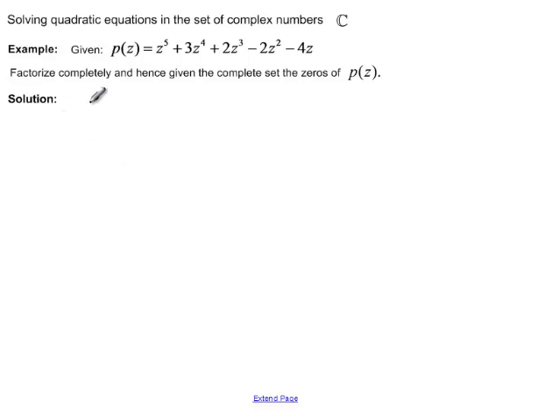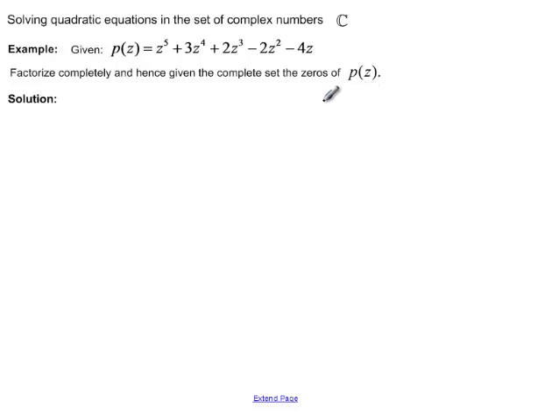Warning, this is a bit of a lengthy discussion. So please try to pay attention and make sure that you get all the necessary things. Now, look at what the exercise says. We are still continuing with solving quadratic equations in the set of complex numbers. So we're expecting this equation to have complex roots. But the exercise says, factorize it completely and hence find the complete set of zeros of P(z).